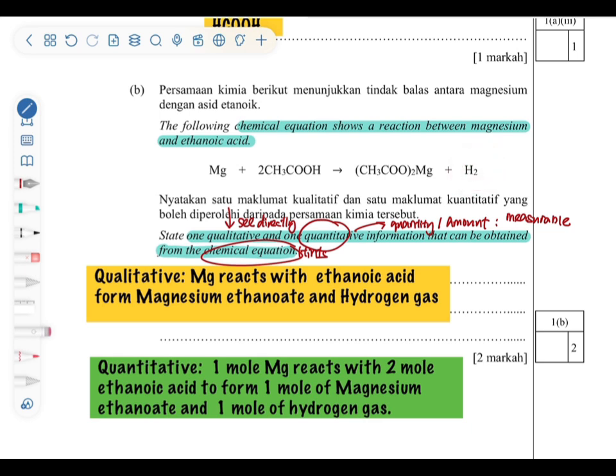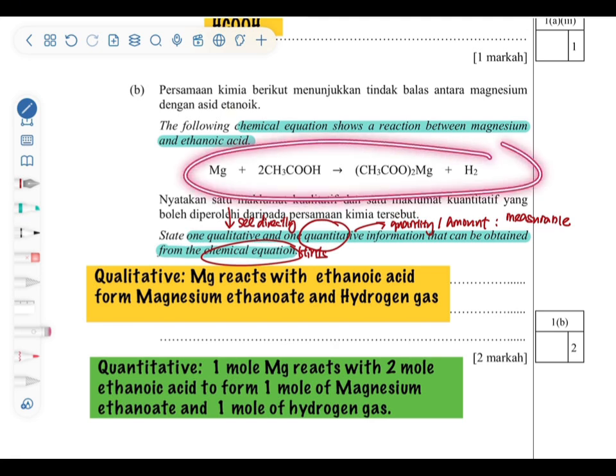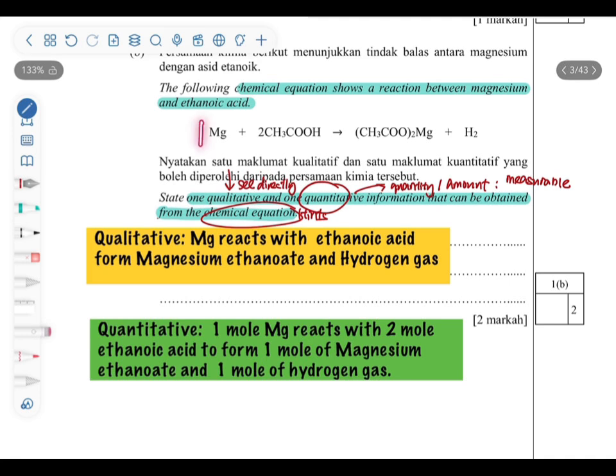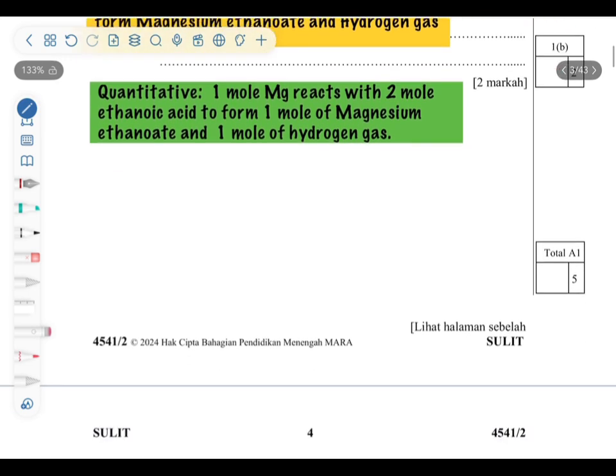So this is just how simple it is. It is the qualitative information that we can get from the equations. Similar to what I said just now, quantitative is something that is related to the numbers to indicate the amount. So now you just have to put 1 mole of the magnesium reacts with 2 mole of the ethanoic acid to form 1 mole of the magnesium ethanoate and 1 mole of the hydrogen gas. So this is how you get these 2 marks.